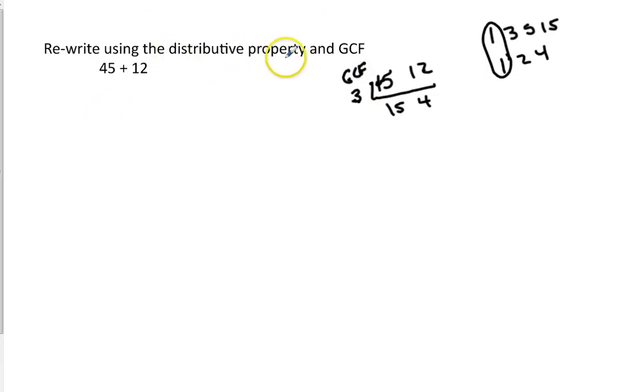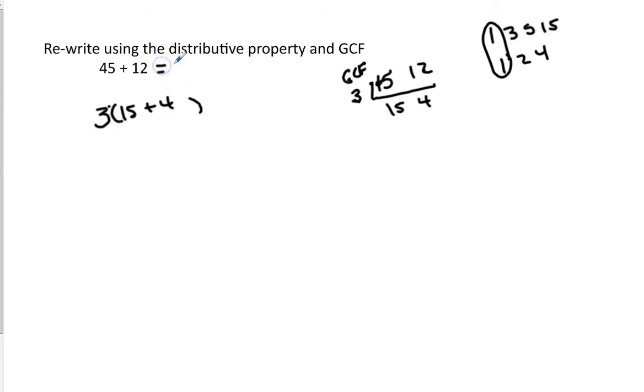Now I need to rewrite it using the distributive property. So I'm going to put my greatest common factor on the outside of the parentheses. Then on the inside, I'm going to put my remaining factors that only have a greatest common factor of 1 back on the inside. This is rewriting the sum using the distributive property.